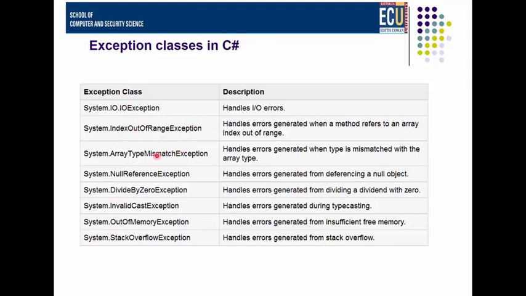These are some exception classes available in C#. You can see the type mismatch exception, null reference exception, divide by 0. If you are doing casting, and you did a lot of casting in your first assessment, and the casting is not possible, an invalid cast exception is raised. Also out of memory exceptions and stack overflow exceptions.